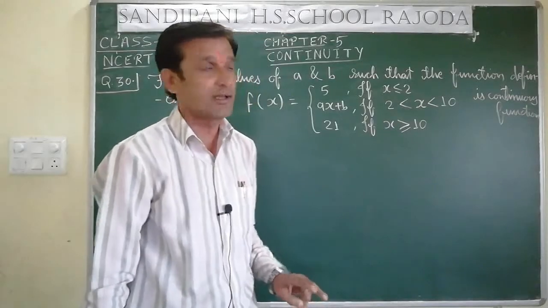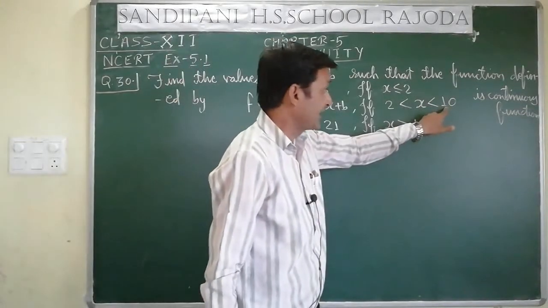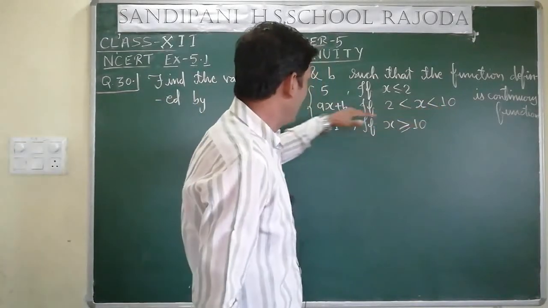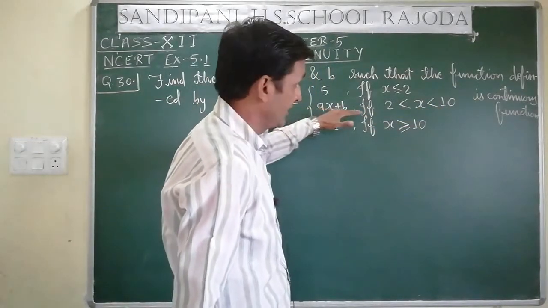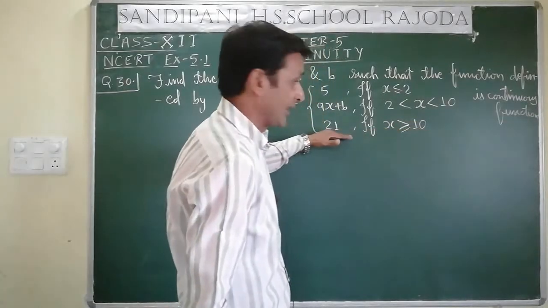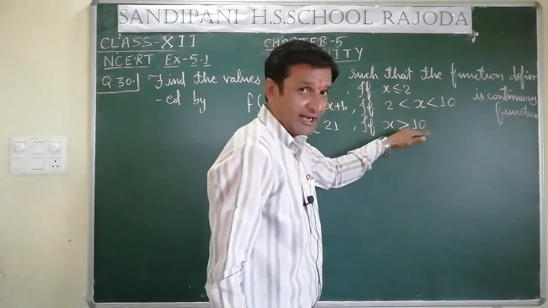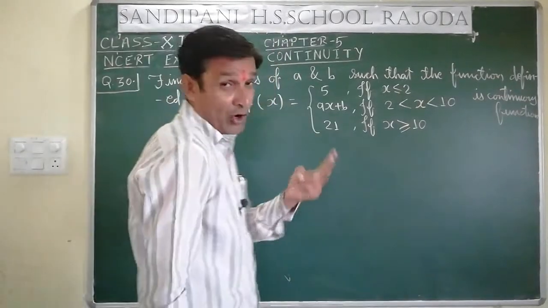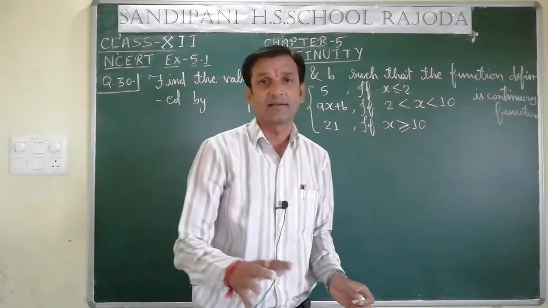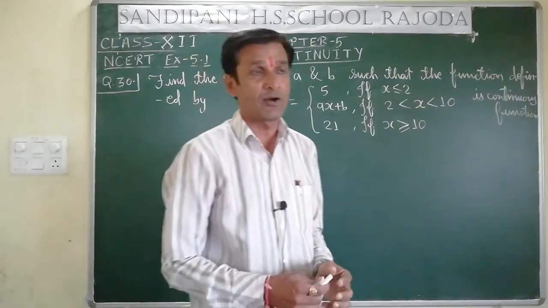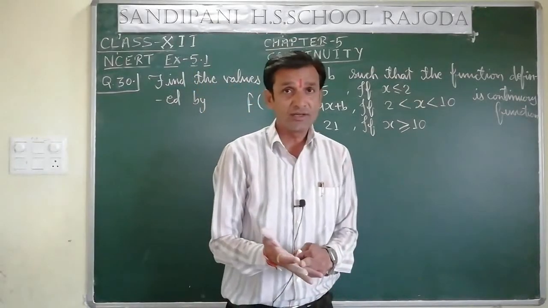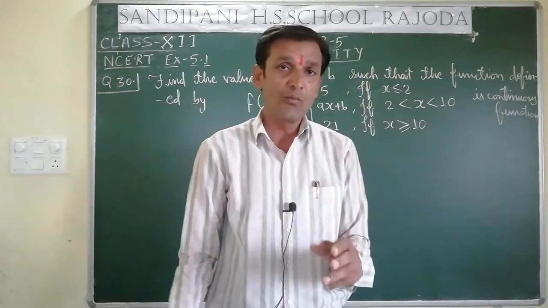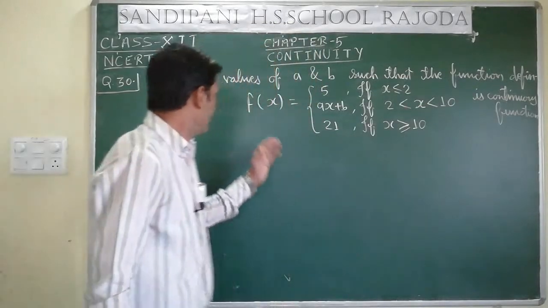At 2 we have to discuss. Afterwards, at 10 also it is defined. At less than 10, it is ax plus b. At equal to 10, it is 21. At greater than 10, it is again 21. Means, why are 2 points given? Let us discuss that part of the question. Two points to discuss because we have to find two values here. So, at 2 points we have to discuss the continuity.